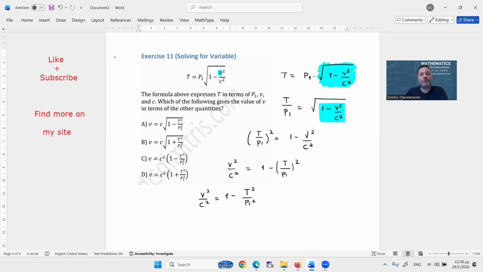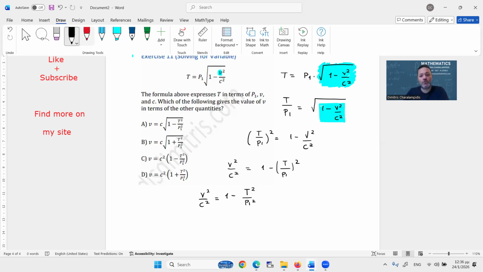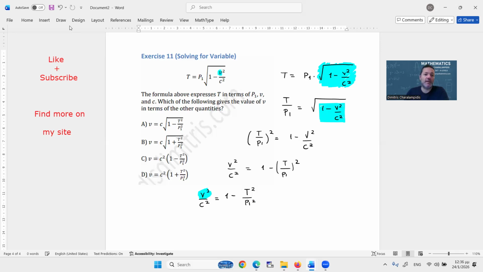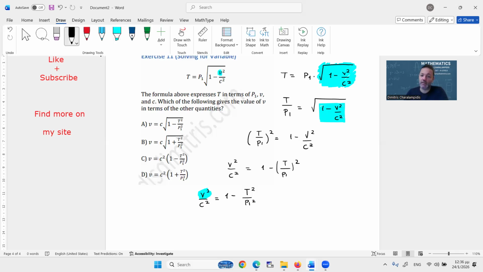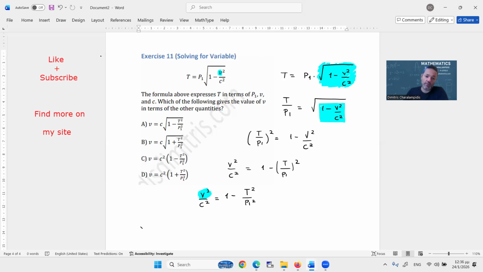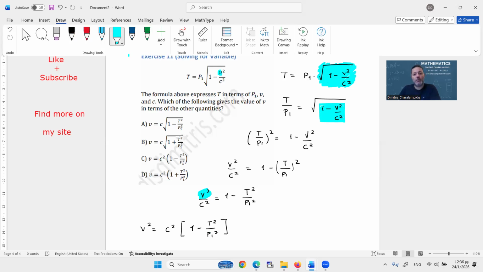I still need to reach v. So now I want to isolate this. This means that I need to get rid of c squared, so I'll multiply both sides by c squared. C squared times 1 minus t squared over p1 squared. And finally, I am almost there.